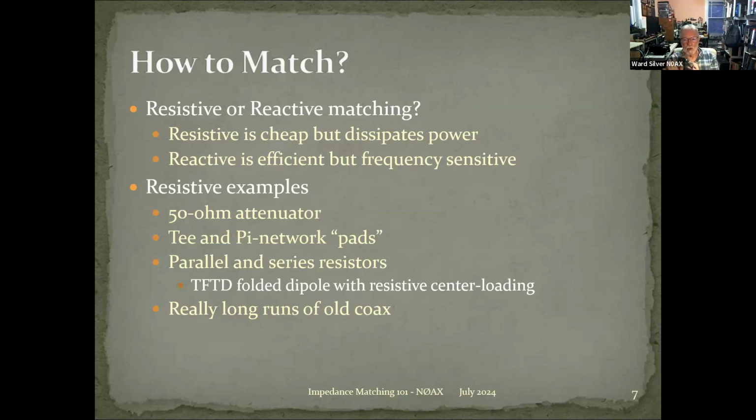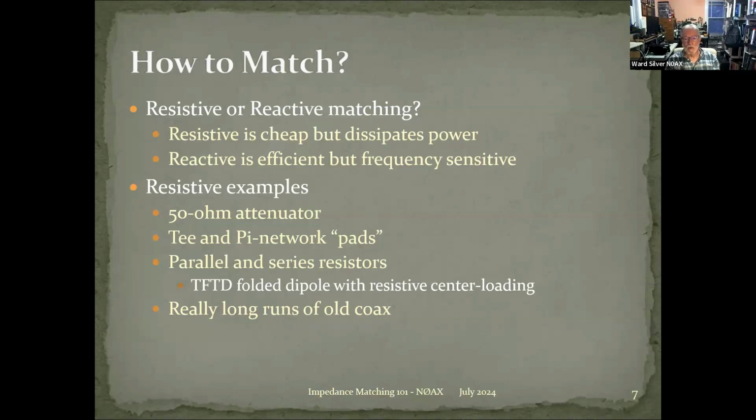So there are certain ways of doing resistive impedance matching. 50 ohm attenuators, T and pi network pads. These are described in the handbook. You can just put a resistor in series, or a parallel resistor across a load, and you can lower a high impedance. You look at the TFTD folded dipoles that are so common at MCOM. They have this really nice SWR curve all across the HF spectrum. They're basically a folded dipole with resistive center loading that keeps the wild swings in impedance from causing big mismatches. It basically swamps out those impedance variations, so you wind up close to 50 ohms at the feed point.